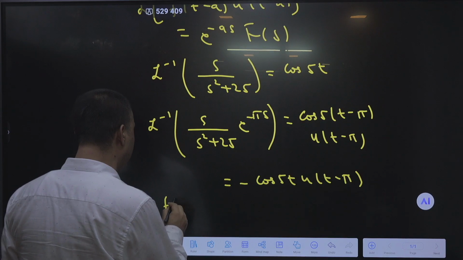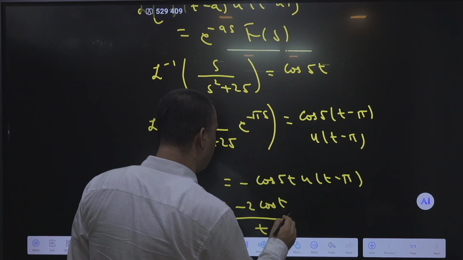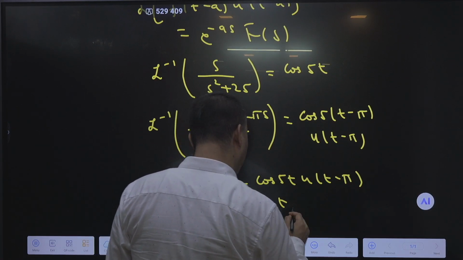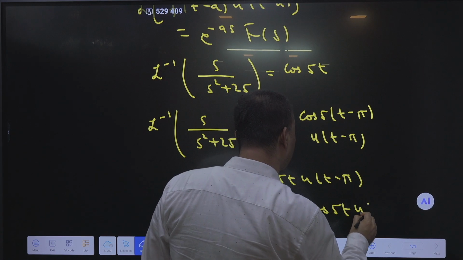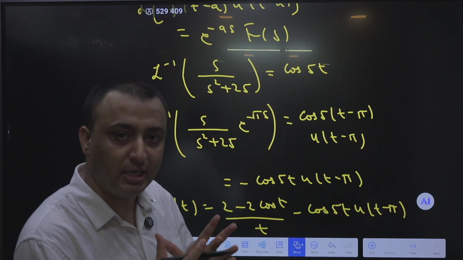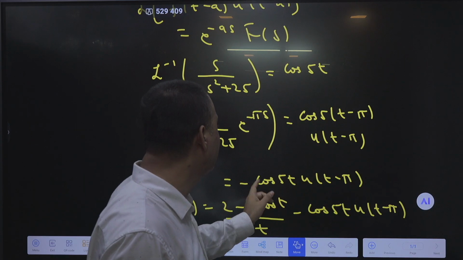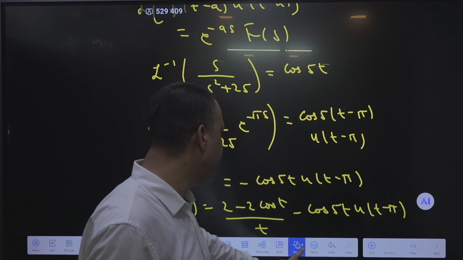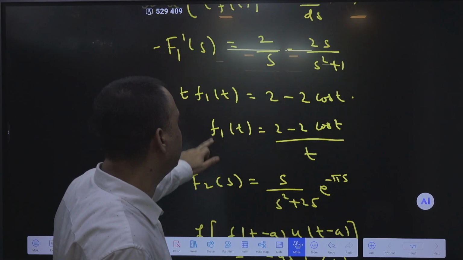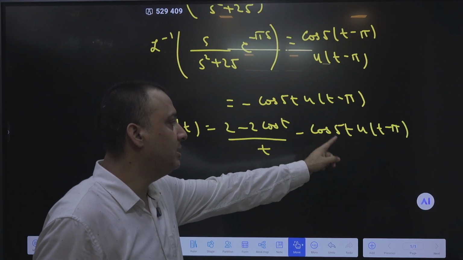So my function would be (2 − 2 cos t)/t plus, I can use this minus sign, minus cos 5t u(t − π). So in these questions you have to apply the principles. Secondly, you have to check for any errors. cos(5t − 5π) is −cos 5t u(t − π). If you apply all these things, you are going to get the same answer: (2 − 2 cos t)/t − cos 5t u(t − π).